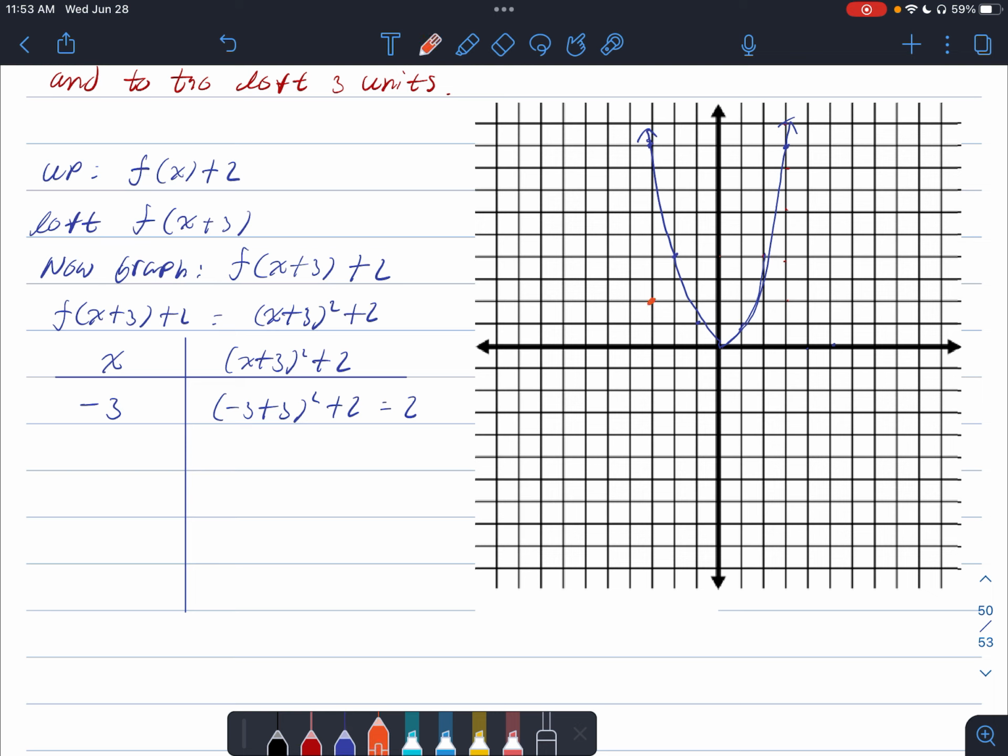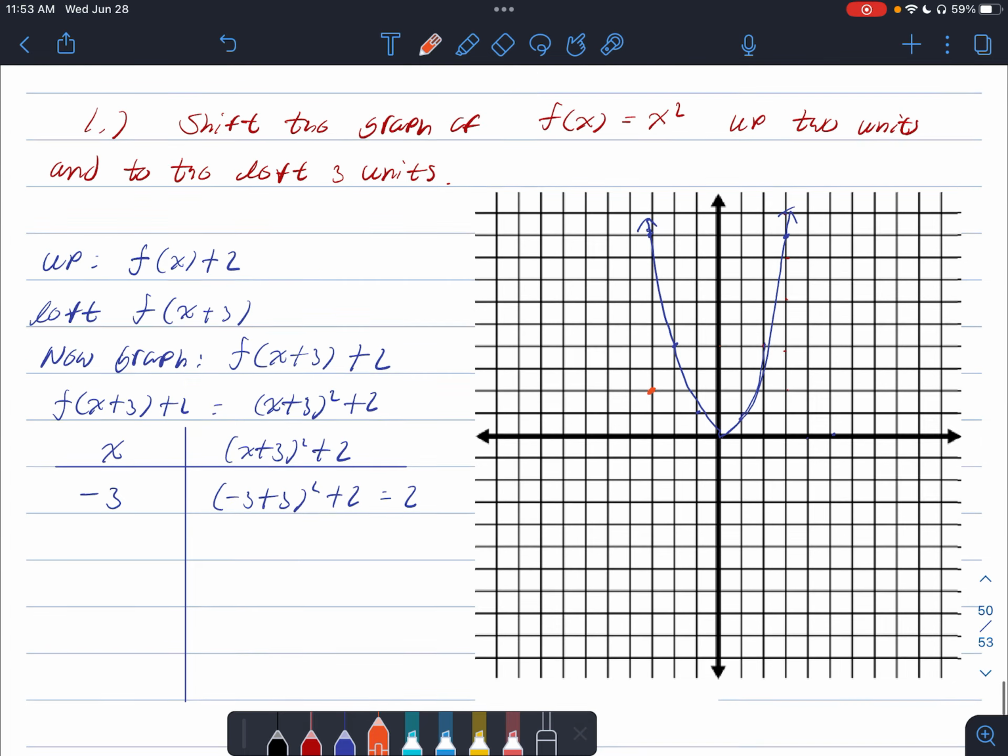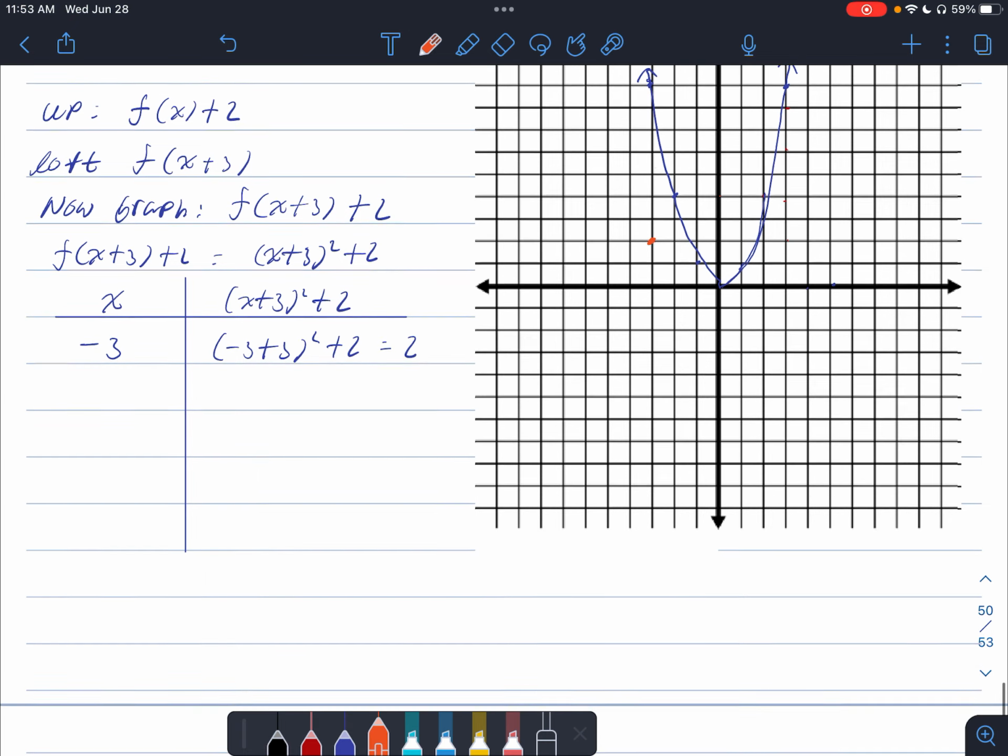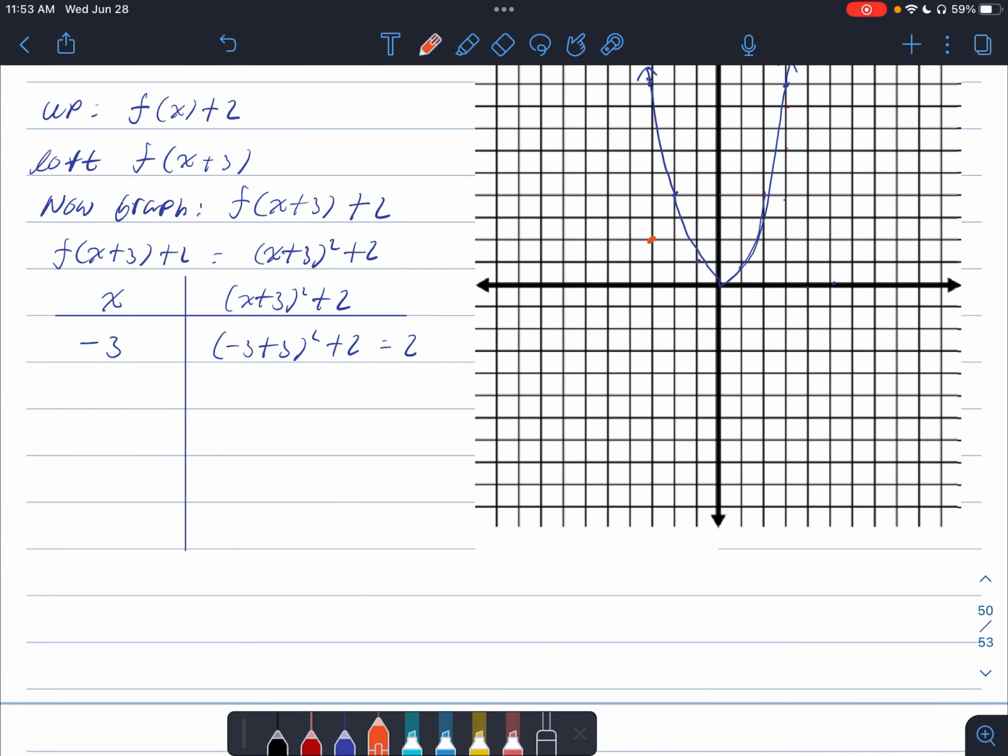Okay, and the graph in blue here is the original graph that we were given. So we have initially f of x equals x squared. What if we plot maybe 1 point on either side of this? Let's try negative 4. If we do negative 4 plus 3 squared plus 2, we get negative 4 plus 3, that's negative 1. Negative 1 squared is just 1, plus 2, that's 3. So we'll get the point negative 4, 3.